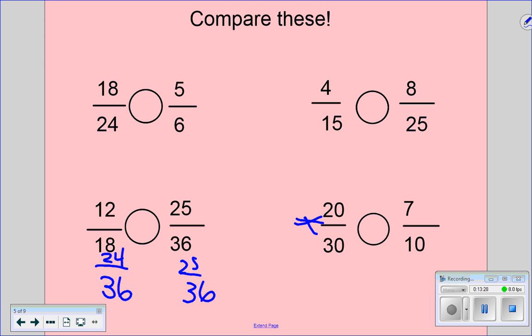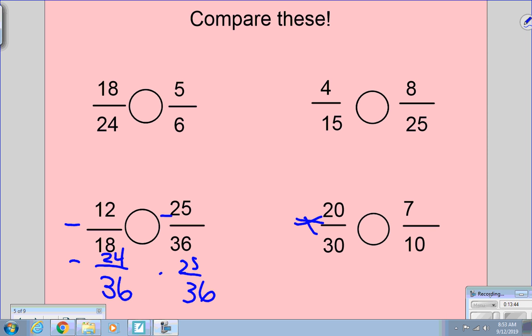Which one's bigger, McKenna? Okay, let's say I make them negative. Now which one's bigger? Yep, because that's closest to 0. Good. Nice job.